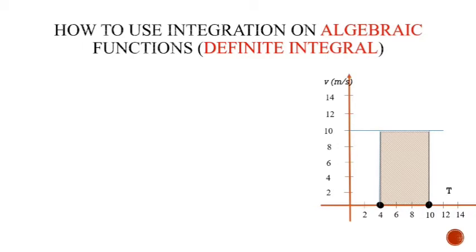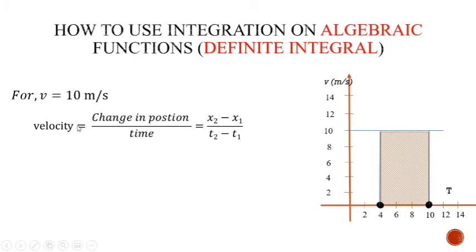Let us start with a simple example. Suppose velocity is equal to 10 meter per second for any object. You can represent this velocity equal to 10 meter per second on a VT diagram. Because velocity is constant, there will be a horizontal line. To find out velocity, we know this is the formula. Now we will try to find out the change in position.